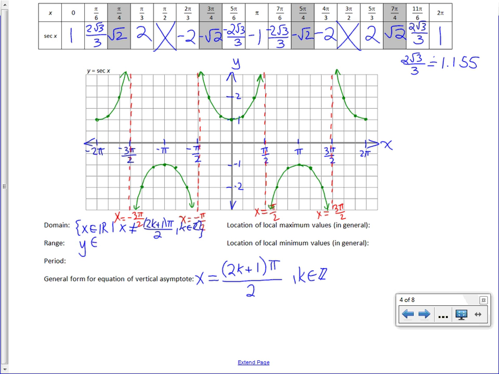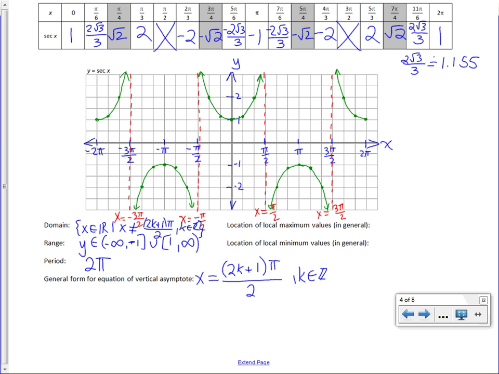Range, same as for cosecant. All negative numbers less than or equal to -1, and all positive numbers greater than or equal to 1. Period of this function: how often does this pattern repeat? Every 2 pi.